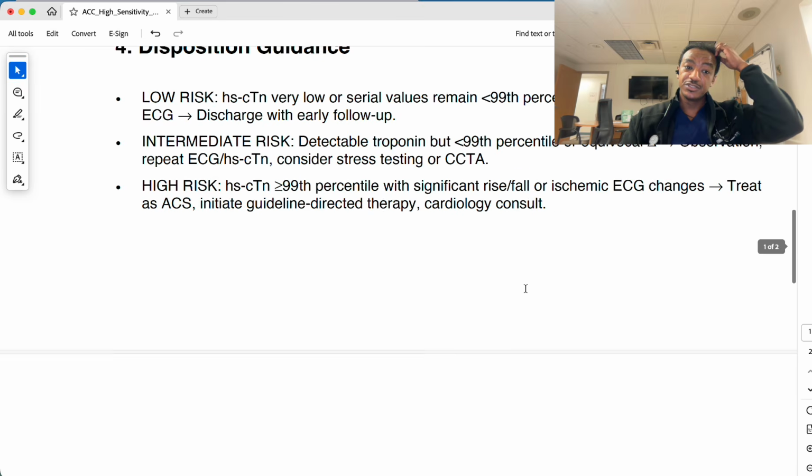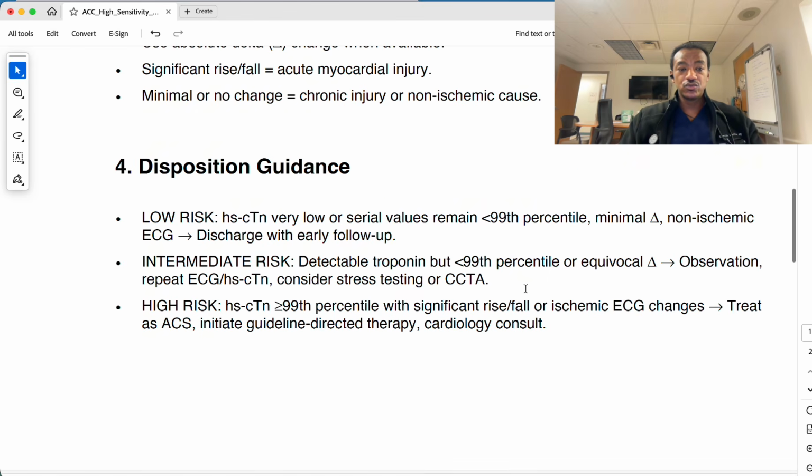Therefore, the disposition guide based on these two sequential high sensitivity troponin tests is as follows. The patient is considered low risk if the high sensitivity troponin is very low from the get-go, or the serial value remains less than the 99th percentile and the delta is not significant for that assay, and the patient has a non-ischemic EKG. These patients are very low risk. They can be discharged with early follow-up.